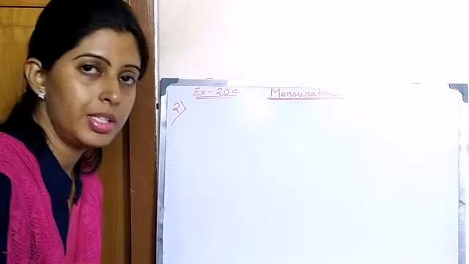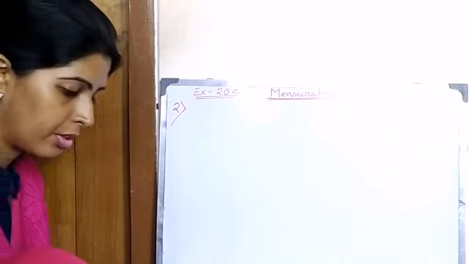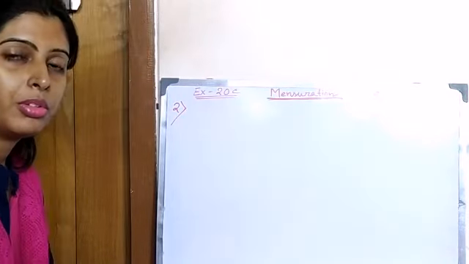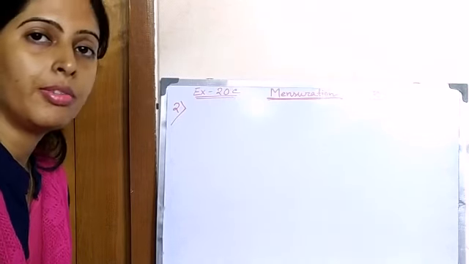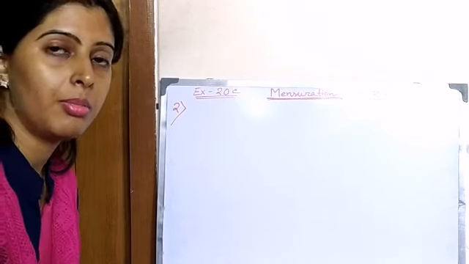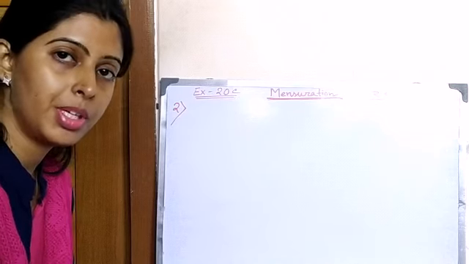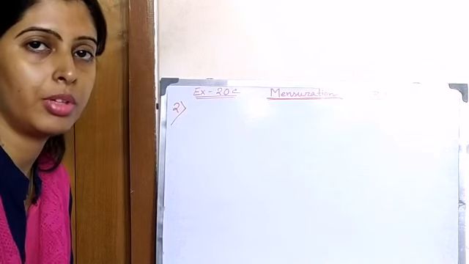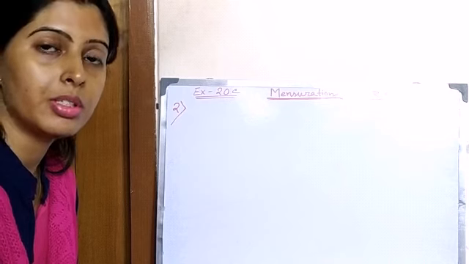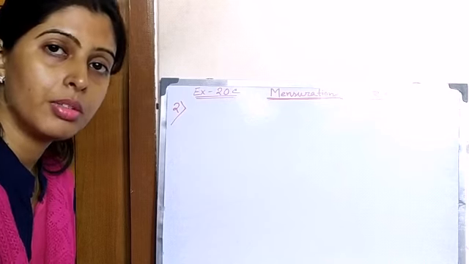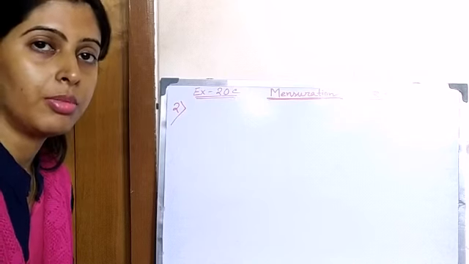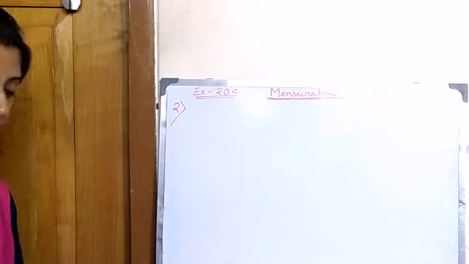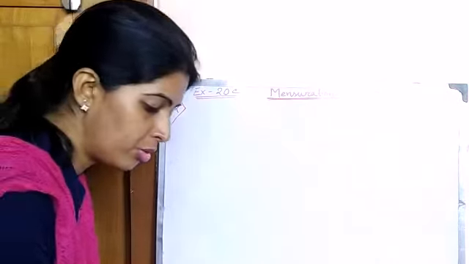Let's start exercise 20C. One thing more about the formula I want to say: for every area formula, that means area of parallelogram, area of triangle, area of rhombus, the unit will be square unit. Square unit means either meter square or centimeter square, that will be the unit of the area. So now question number 2.